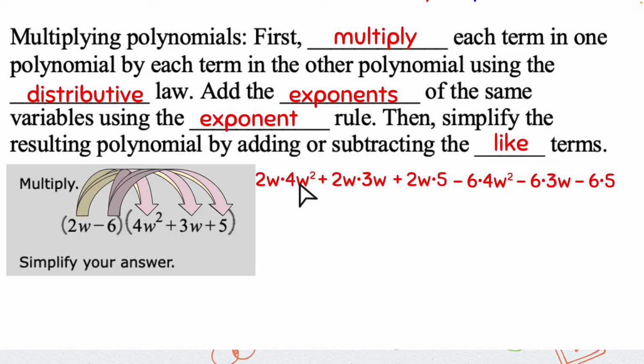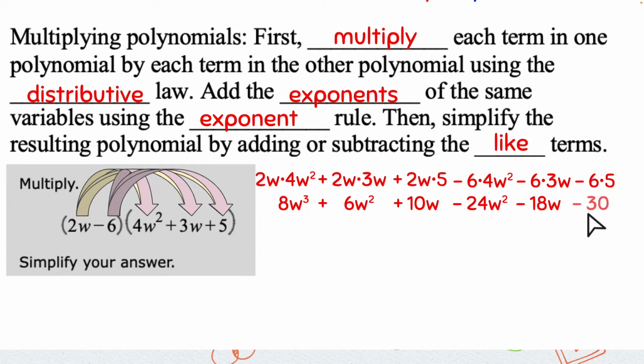We're going to reduce this very quickly because we're going to actually multiply. 2 times 4, I get 8. And then remember, w times w squared, there's a 1 here. When I multiply powers with the same base, meaning the w's are the same, we can add the exponents. That's why we end up with 3. So 2 times 3, we get 6, and w times w is w squared. Then 2 times 5, we get 10w. 6 times 4, we get 24, and the w squared comes with it. 6 times 3 is 18w, and then 6 times 5 is 30.